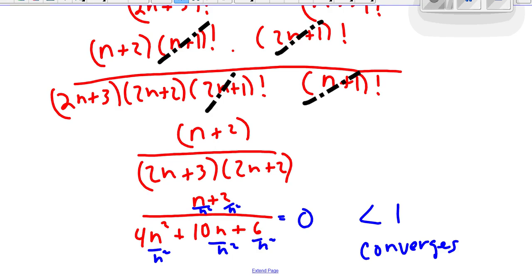Okay, now what I did on the bottom is I just FOIL that out. And I divide everything by n squared. So I see that the top is going to approach 0. Okay, so since this whole thing is 0 and it's less than 1, the entire series does converge.